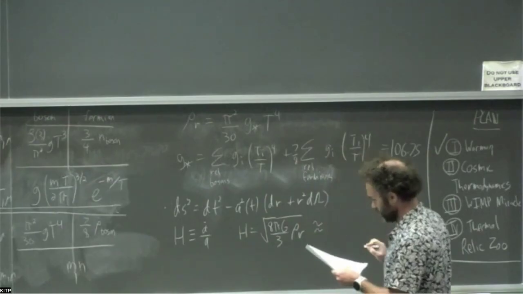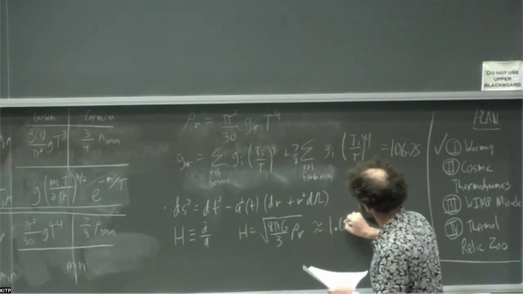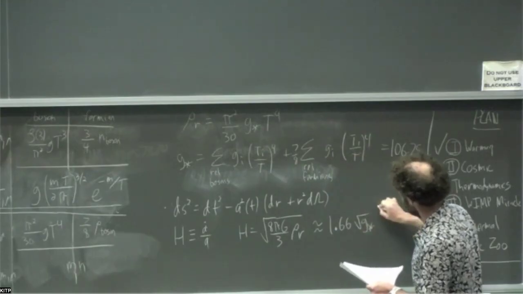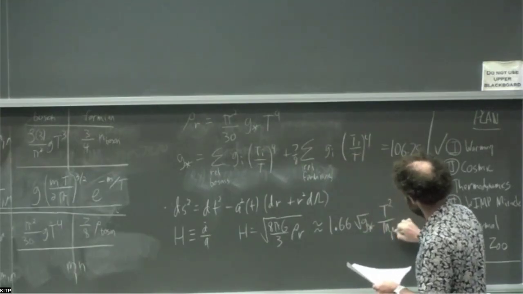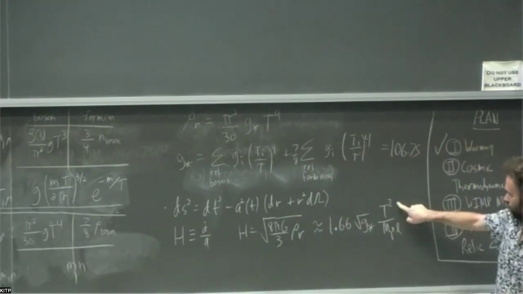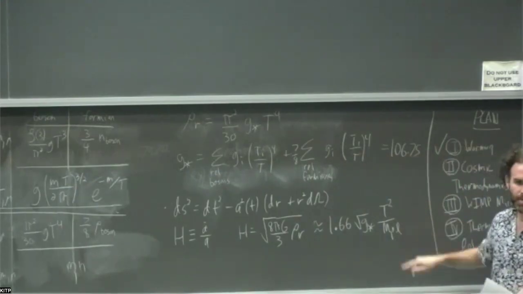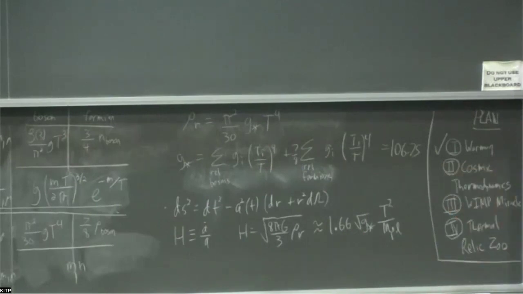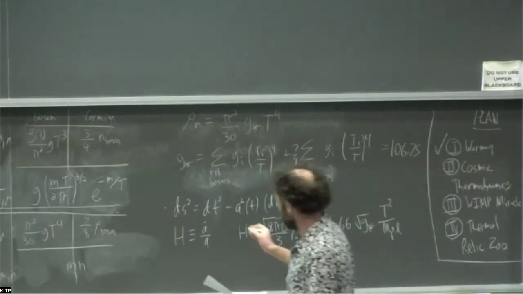And then if you evaluate the order 1 numbers, we get the following. So Hubble goes like temperature squared over Planck. That'll be really useful to remember when we compare different rates to Hubble. And the other thing we'll need is entropy density.